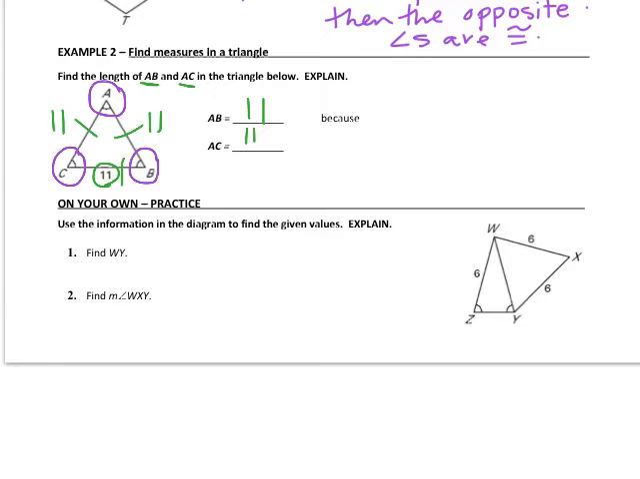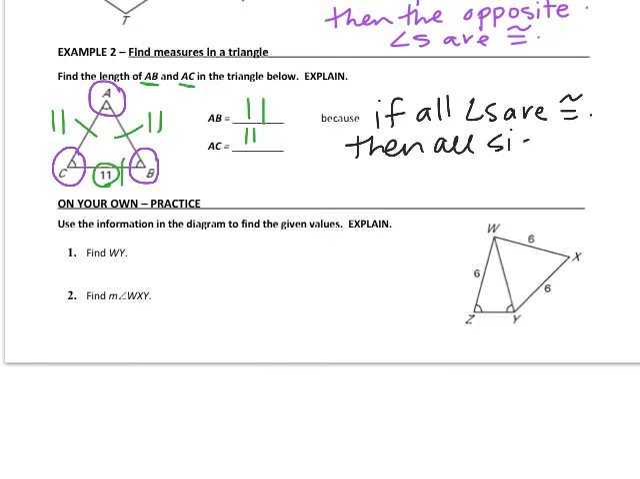So side length AB is 11. AC is also 11, and the reason for that is if all angles are congruent, then all sides are congruent. All right, so if it's equiangular, it's equilateral. If it's equilateral, it's equiangular.